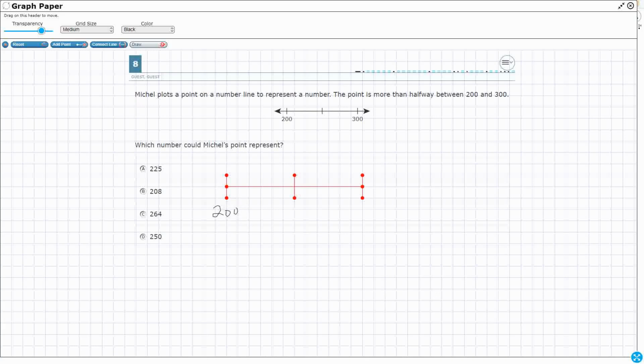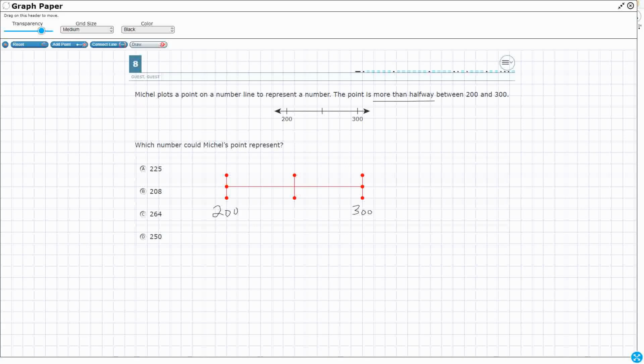Look what it's asking us to do. Michelle plots a point on a number line, and here's the key: more than halfway between 200 and 300. Well, they don't label that halfway, but we could go ahead and label that halfway. We need to think what number comes in between 200 and 300, okay?